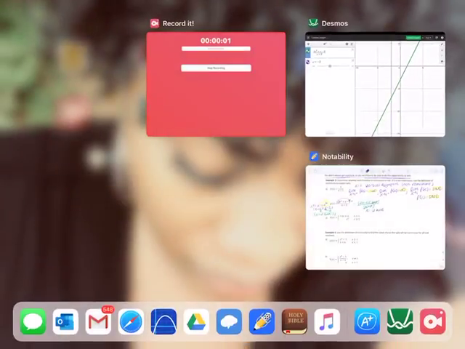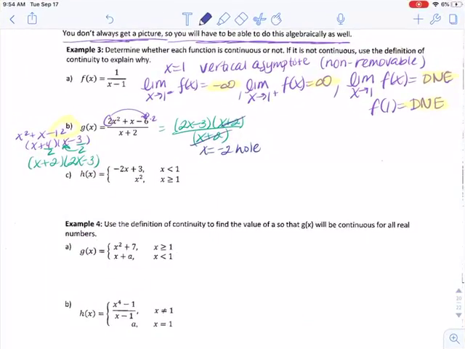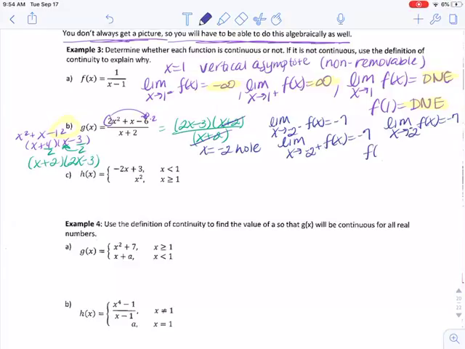All right, so let me put that down. So the limit as x approaches -2 from the left of f of x is -7. The limit as x approaches -2 from the right of f of x is also -7. So therefore, the limit as x approaches -2 of f of x is -7. But f of -2 is D and E. And we saw it with the graph, you saw it visually, it does not exist.